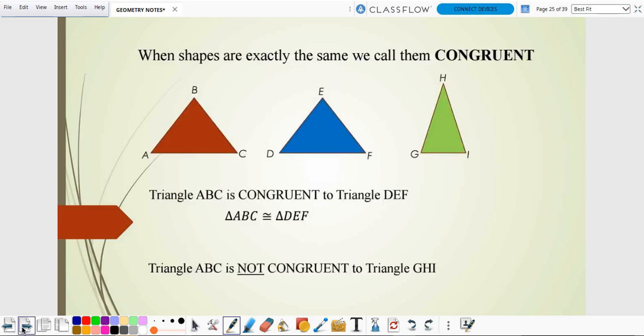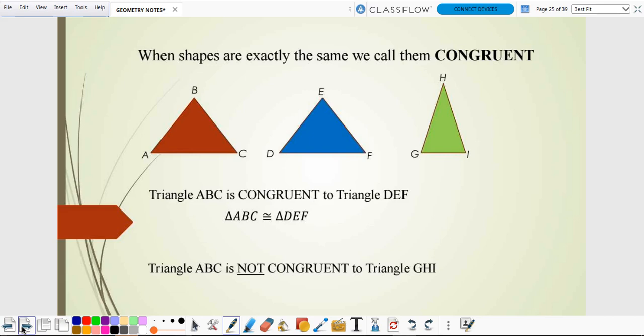Right, so when shapes are exactly the same, obviously we call them congruent. Triangles generally are labeled on their corners when you do these questions. So you've got to make sure you name the triangles based on their labels. For example, this triangle we're going to call ABC. This triangle is called DEF. And this green one is called GHI. And according to this statement, triangle ABC is congruent to triangle DEF.